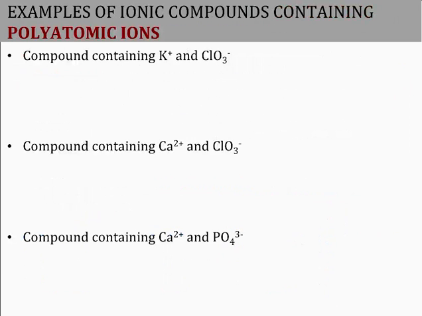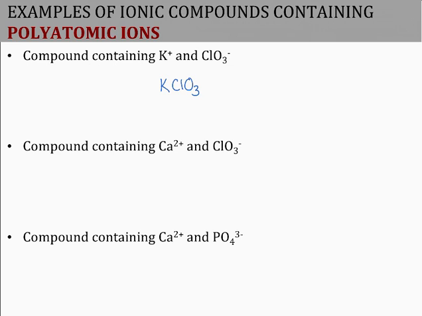Okay, so let's see what our formula would be here. How many potassiums do we need, and how many chlorates do we need to balance the charges? Right, we just need 1 potassium and 1 chlorate. So the chemical formula, or the compound formula, is KClO3.